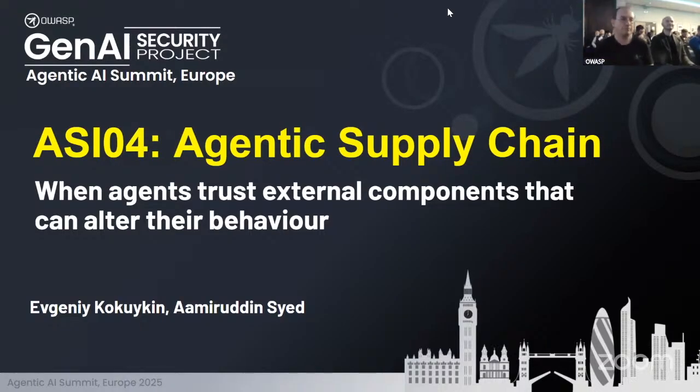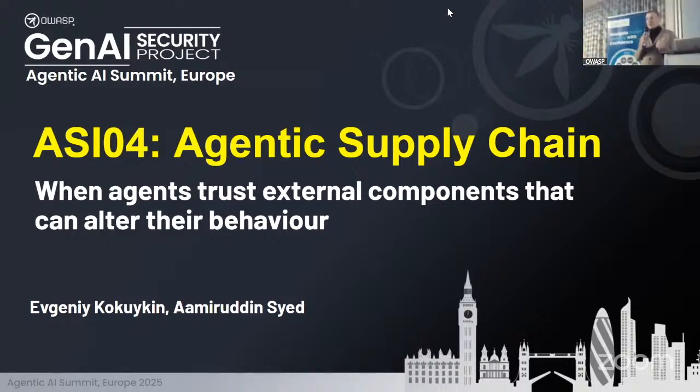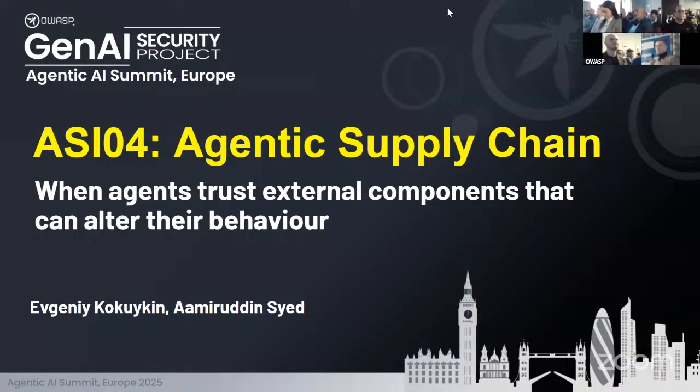My name is Evgeny Kakuikin, and I'd like to talk with you about the supply chain. I led the supply chain item together with Amir Sayed and a very amazing team, and we managed to emphasize how supply chain is different for the agentic system.